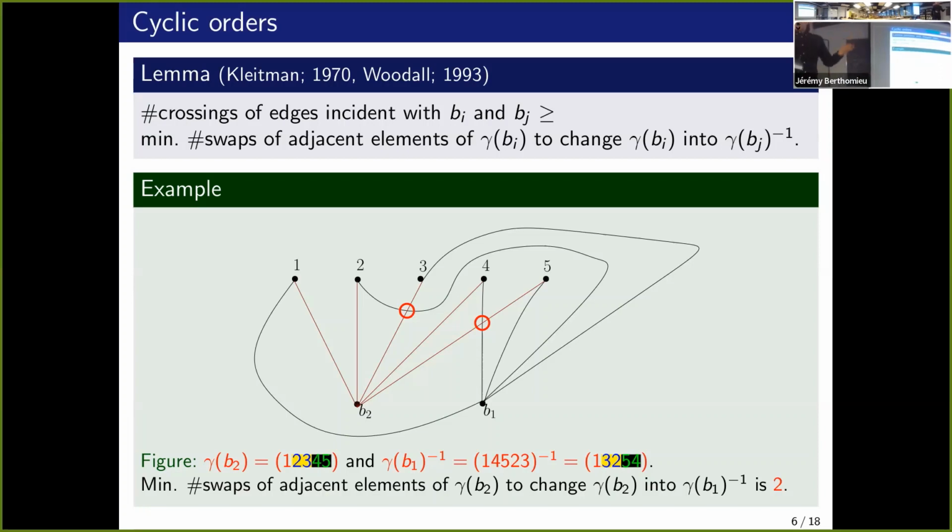So this lemma, which I won't prove here, you can use to give lower bounds on the crossing number of the complete bipartite graph. And this I will show now.